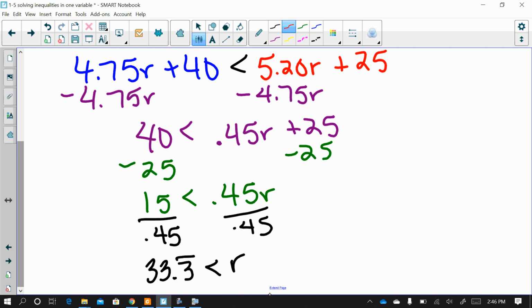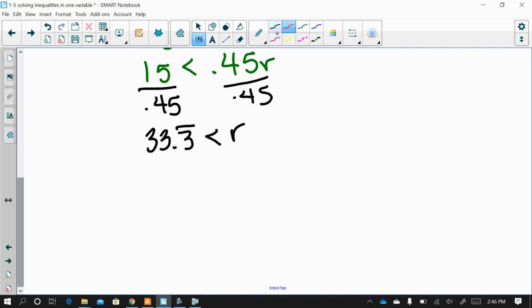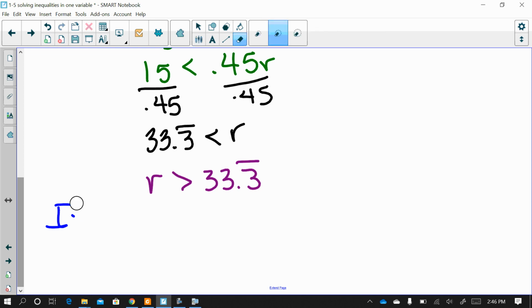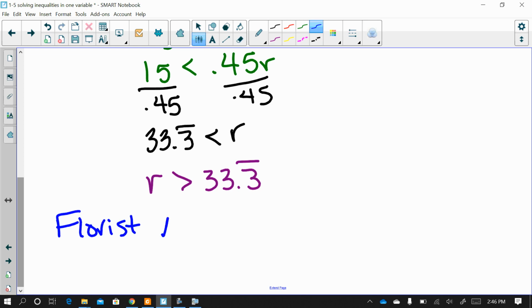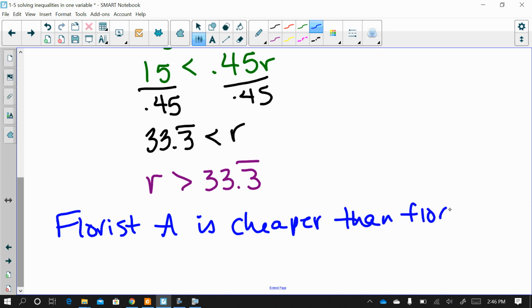Okay, again, not a fan of the R being second, so I'm going to flip it. Okay, it's eating the R. Okay, so it is, sorry, we'll start with florist A. Florist A is cheaper than florist B when you order.